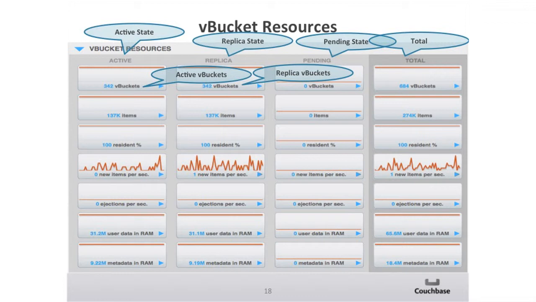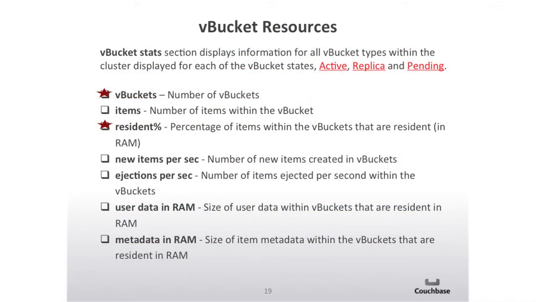The way the table is displayed is we have the active state, which is basically all the active partitions: the number of active vBuckets, the number of items in the active vBuckets, the resident ratio. Similarly, we have the replica state, the pending state, and also the total across all of them. Right? I'll pick a couple of the important stats to explain here. The vBucket resource will have the vBucket count, which is the number of vBuckets. For example, in the case of active, it will show the number of active vBuckets. In the case of replica, it will show the replica vBucket count. The next important thing I'll look at is the resident ratio.